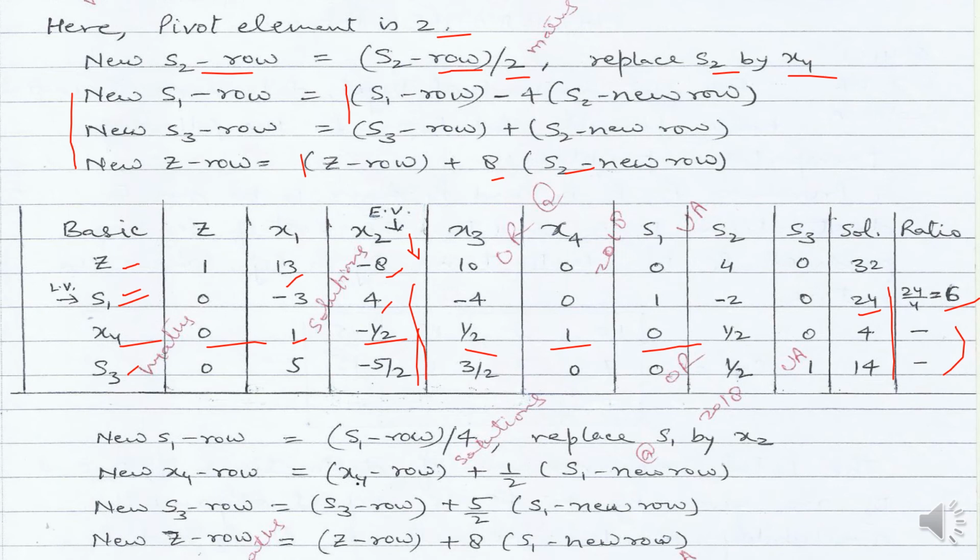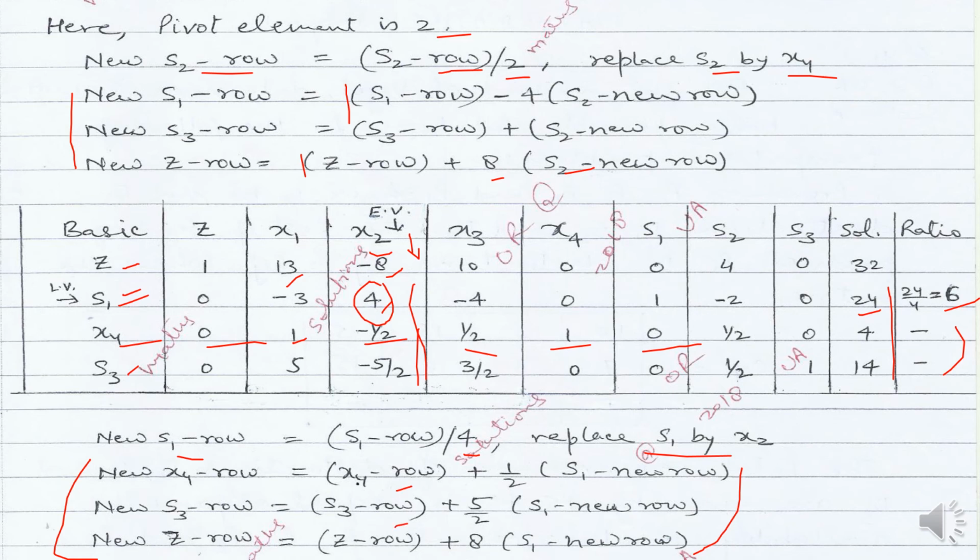Then we see that 6 is the only element, so our S1 becomes the leaving variable, and this row becomes our pivot row, and this 4 element which is at the intersection of entering variable and leaving variable, that is pivot column and pivot row, becomes our pivot element. So we divide S1 row by 4, and we get the new S1 row, and replace S1 by x2. So now with the help of this new S1 row, we will write new x4, new s3 and new z row by using these formulas which have been written on the right hand side.